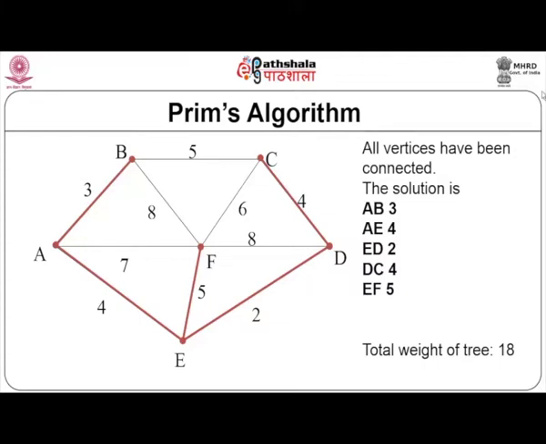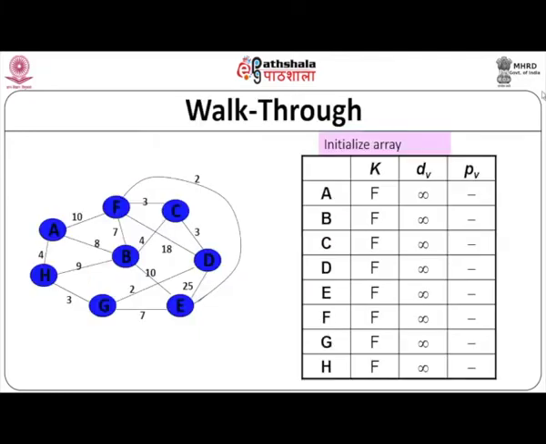Okay. Now, let us go for a walkthrough. So, first we have an initial array which contains all the nodes, A, B, C, D, all 8 nodes, and we have k, that is whether it has been selected yet, and we keep the label to be infinity, and we have PV, I will explain that. So, this is the initialization of the array that we are going to use for this particular algorithm.